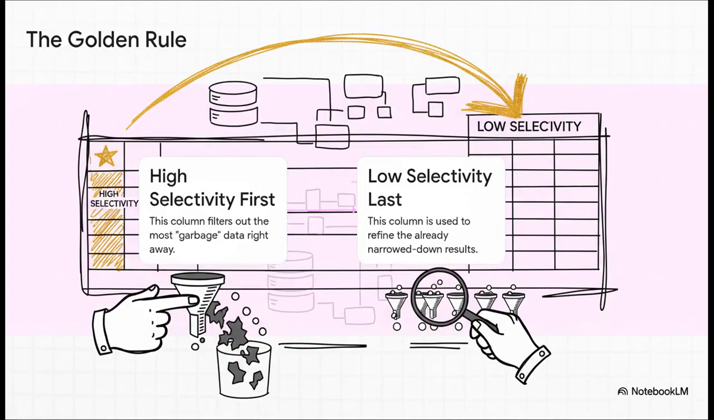And that brings us to the golden rule, the one thing you have to remember. In a composite index, you always put the column with the highest selectivity first. Why? Because you want to get rid of the biggest chunk of irrelevant data right away. By starting with the most unique filter, you make the problem smaller, faster.